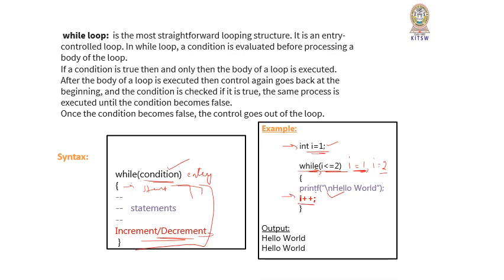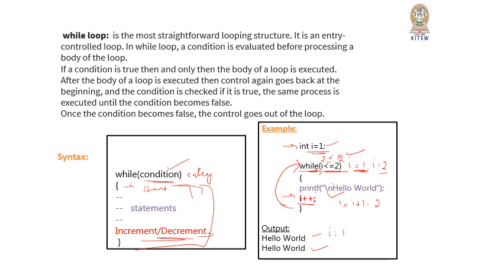So that is given here as i plus plus. So i will be equal to i plus 1, that is i equal to 2 now. Now 2 will be again sent to the while loop. Now, is 2 less than or equal to 2? Yes, so this condition is true. So again printf hello world is printed.